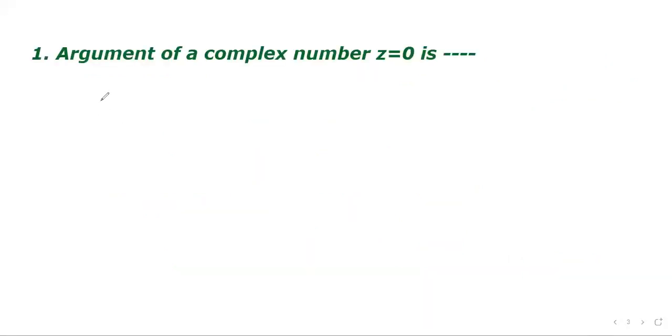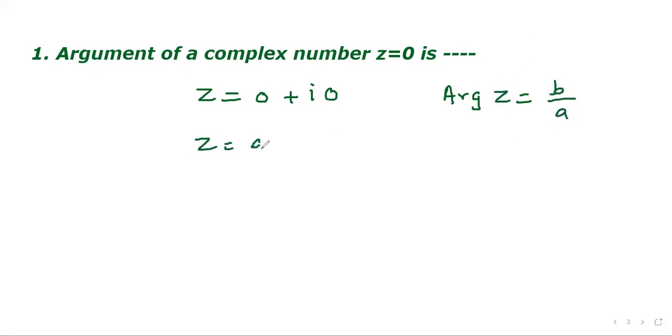Now let's see some questions. Argument of a complex number z is, as I told you, z equal to 0 plus iota 0, and arg z is given by b upon a when z equal to a plus ib. In this case, arg z is not defined.